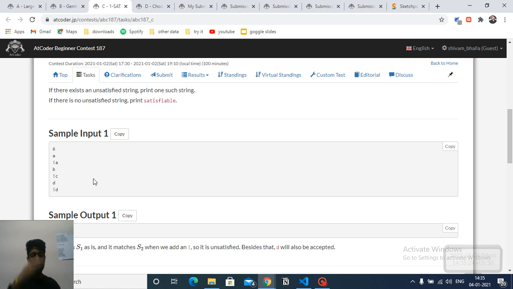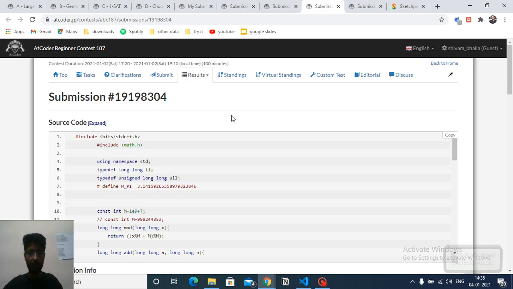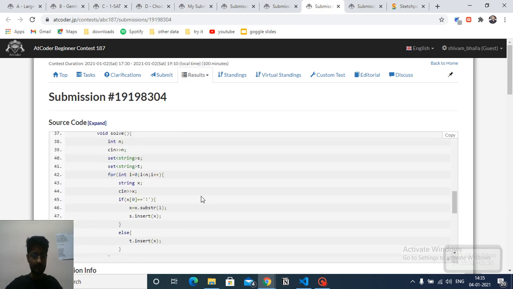Else, if you go through the whole set and there is no possible answer, then the answer is satisfiable. I can take you down to the code part now if you want. The code is also a little simple. So what you can see, I have made 2 sets, S and T. One is for the strings with exclamation mark and the other for those without.